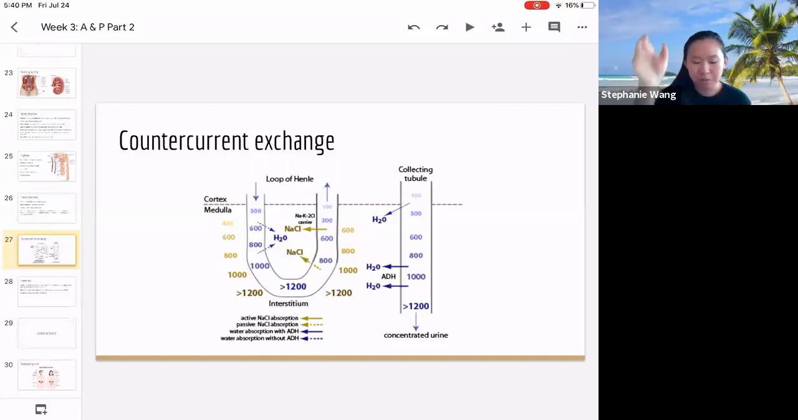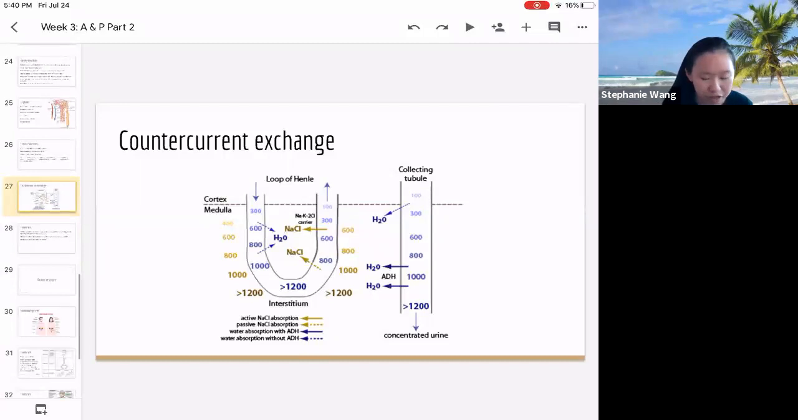And then as it goes up, you can see that these sodium potassium chloride carriers are pumping the ions into the interstitium, and then the interstitium will carry it back into the body. So that's just what a countercurrent exchange system is. As it goes down, concentration of ions increases, and as it goes up, it decreases. So that's basically it for countercurrent exchange.